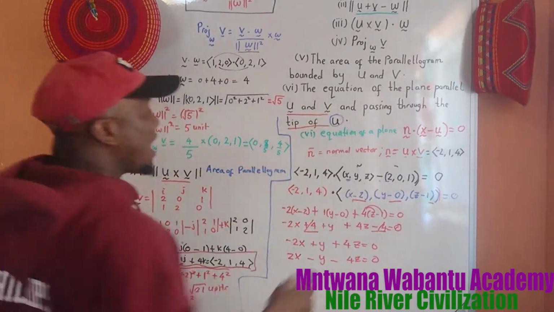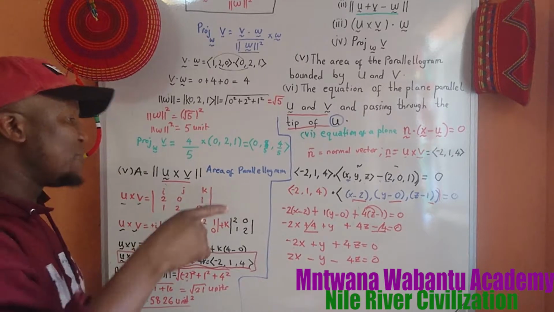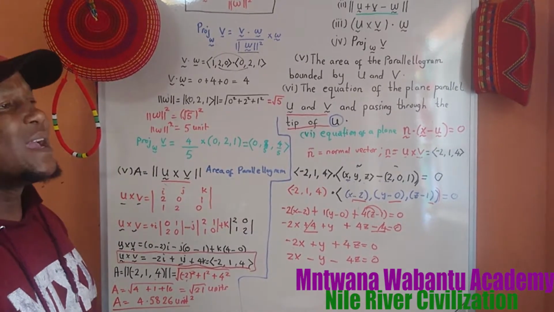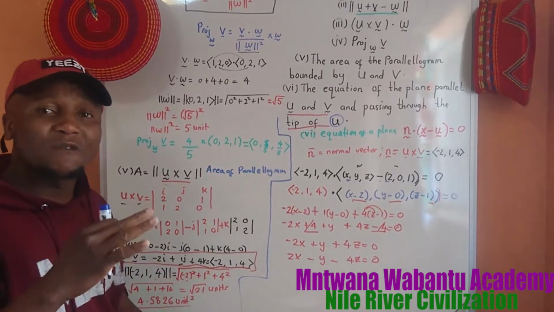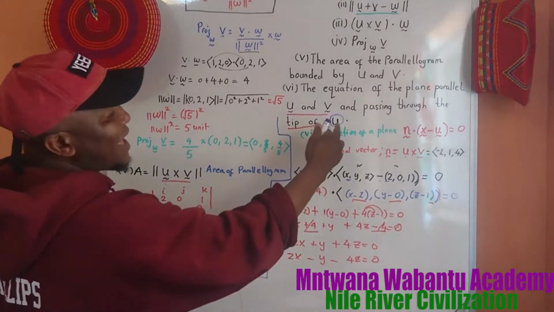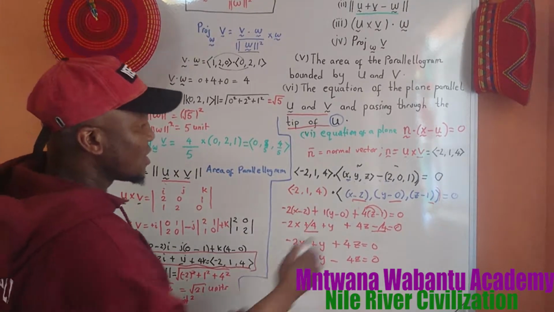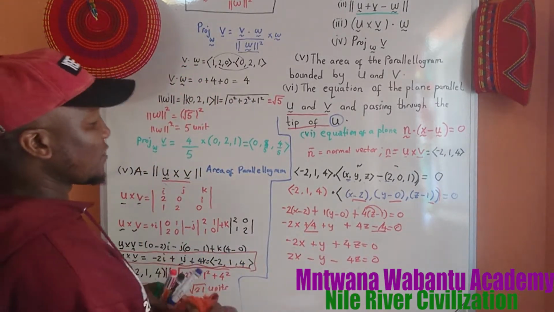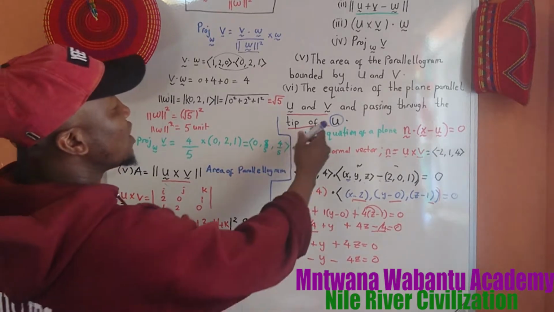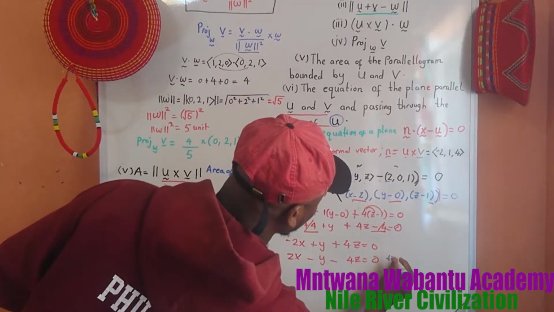Now let's change it. Let's say you pass through the tip of w. Whenever you are given an equation, make sure you read it very carefully. If it's the tip of w, of course these are going to change here. So let's do the tip of w. This was for the tip of u.